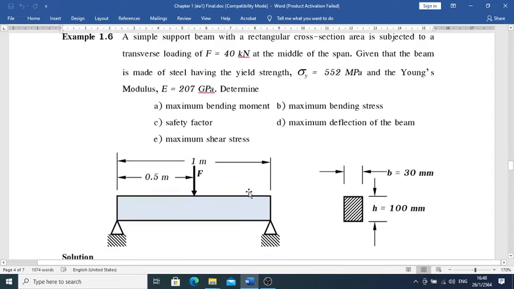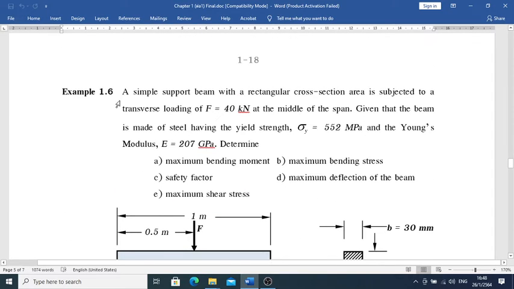Let's see an example quickly. Example 1.6: A simple support beam with a rectangular cross-section area is subject to a transverse loading of F equal to 40 kilonewtons at the middle of the span. The beam is made of steel having a yield strength of sigma y equal to 552 megapascals and a Young's modulus E of 207 gigapascals. Determine A, maximum bending moment, B, maximum bending stress, C, safety factor, D, maximum deflection of the beam, and E, maximum shearing stress, respectively.